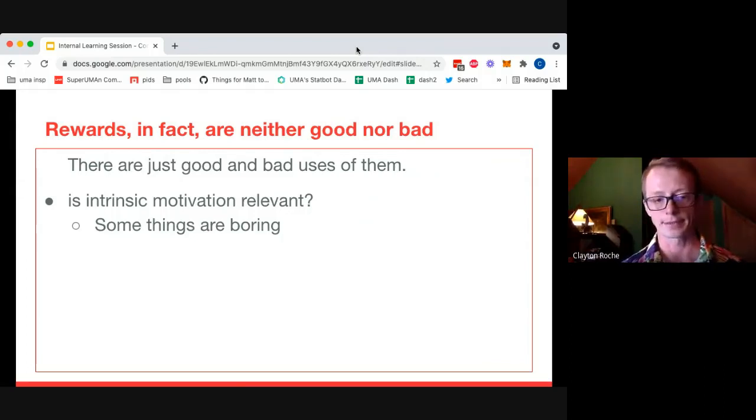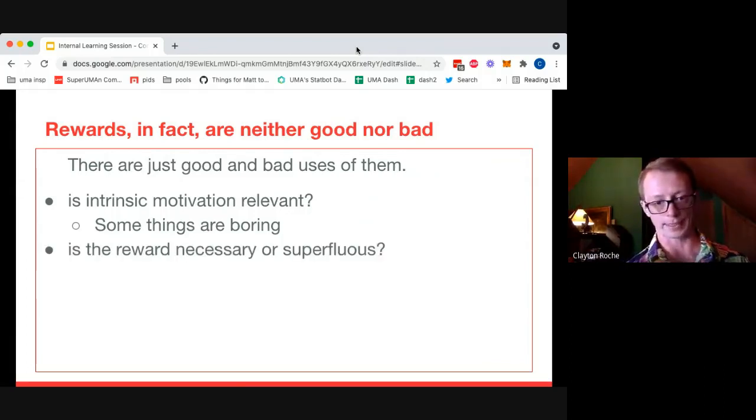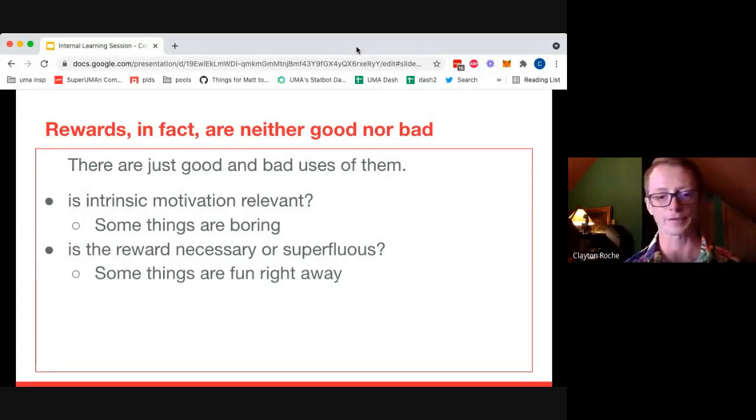On the other hand, there are certain things where the reward is unnecessary or superfluous. So if you're paying a kid to play a fun game, or you're paying somebody to do something they might enjoy doing otherwise, for example, imagine someone's being nice in our community and you start paying them. You're like, oh, you were so nice, here's some money. That would seem very strange, right? Some things are fun right away.